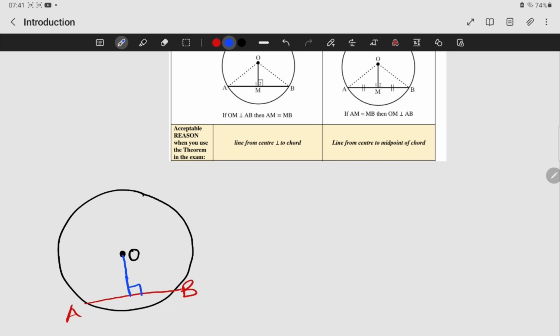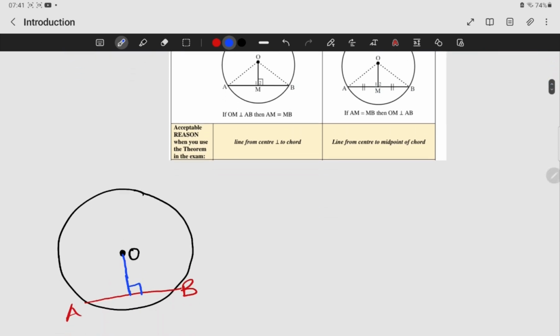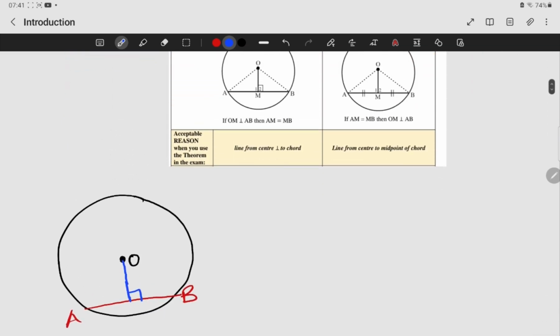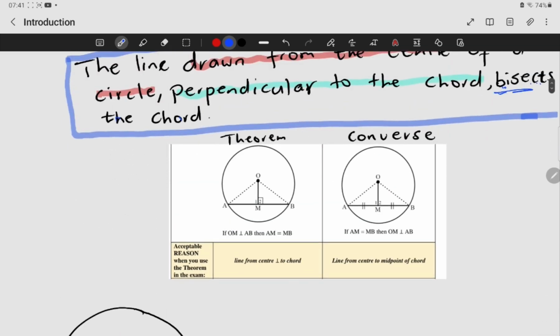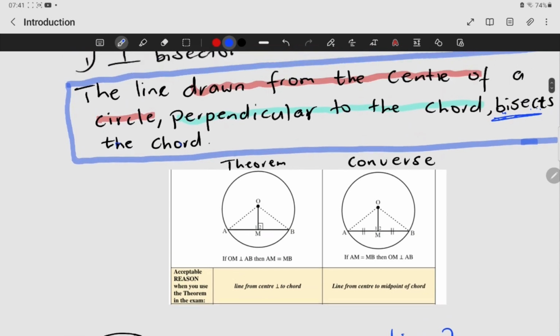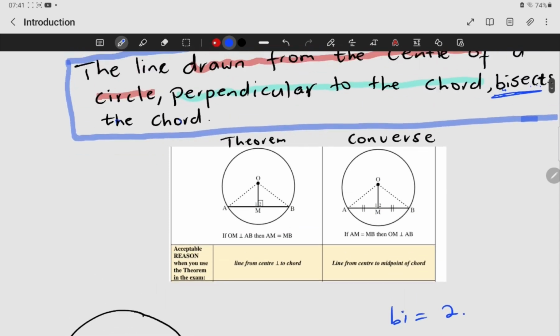We've got a line drawn from the center of the circle, and that line is perpendicular to a chord. That's condition 2. What do we conclude? We say now that line will bisect the chord. What does bisect mean? You know that bi means 2. So bisect means to divide into 2 equal halves.